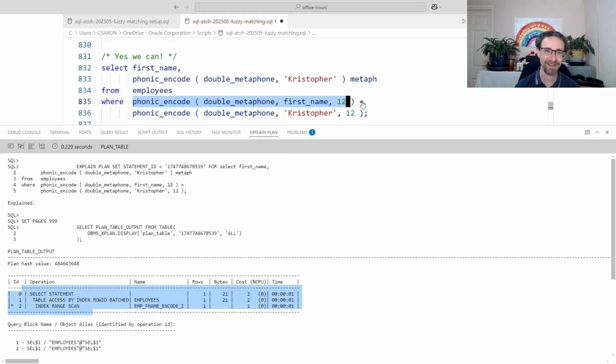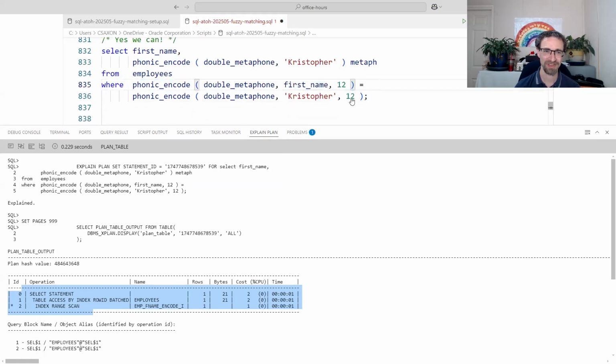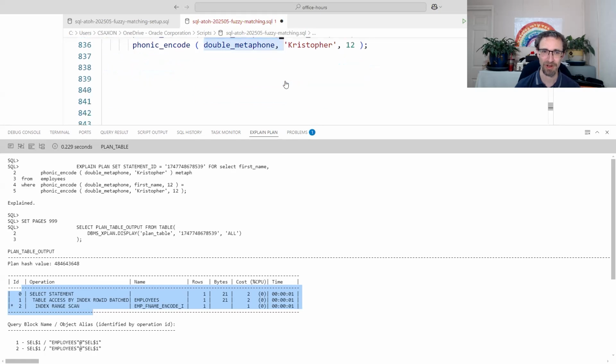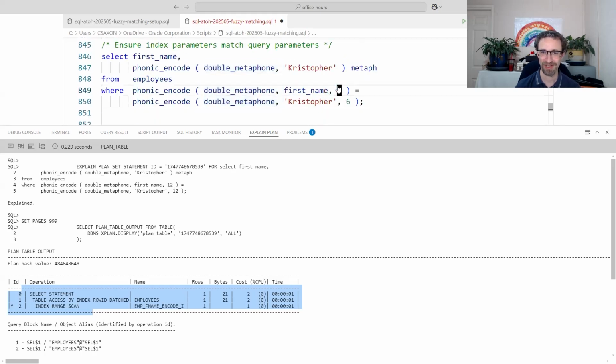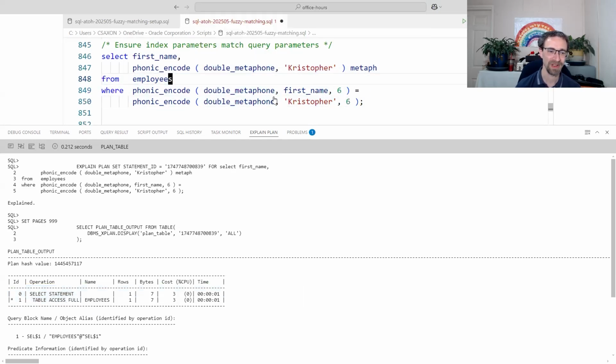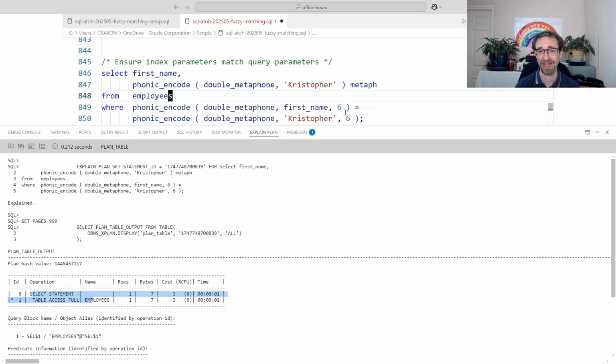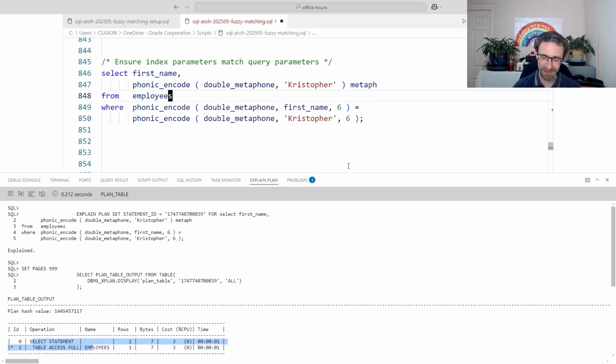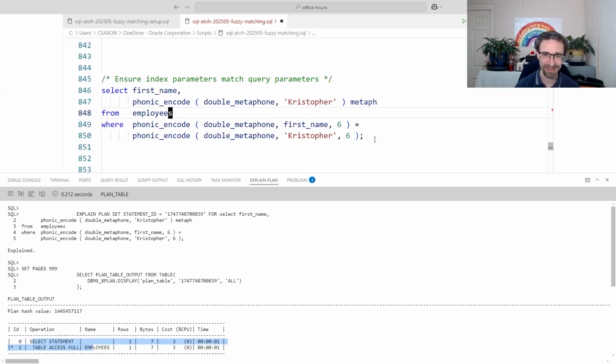However, we need to know exactly what terms we are searching for here. We need to know what the length is. Are we using double metaphone or double metaphone alt, right? If we change the number of characters we're matching here, we now no longer use the index, right? It's a function-based index, so we have to match exactly. There is some wiggle room with that, but if there's any difference between the function you create and the function you use in the where clause, it probably won't get used. And we see indeed it doesn't.